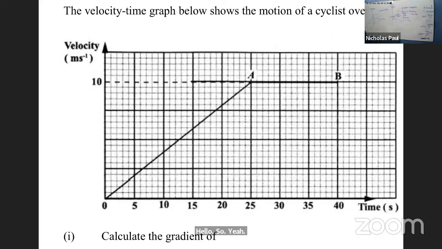Find the gradient of O to A and A to B. Without working out A to B, the gradient is what? 0, right? It's a horizontal line, right? You have to do O to A quick. Get the habit of writing the units. What's the unit of acceleration?